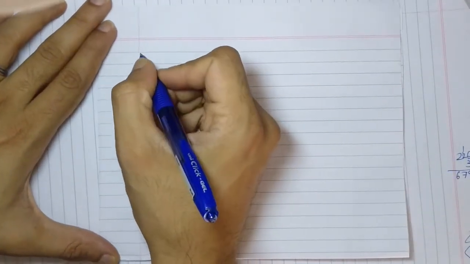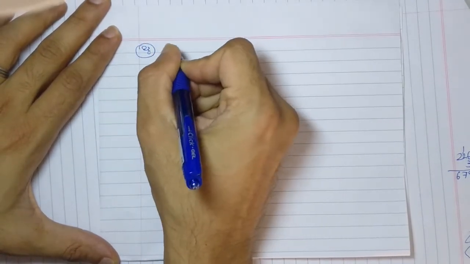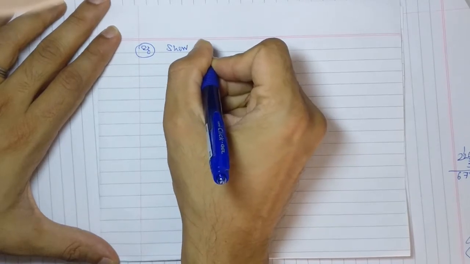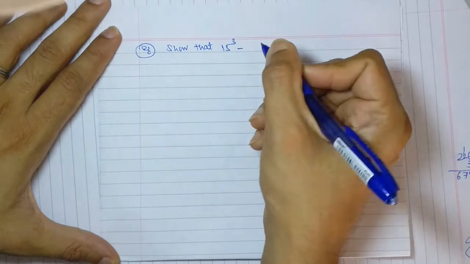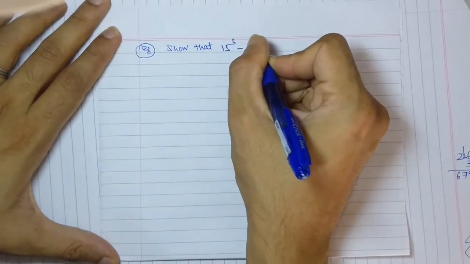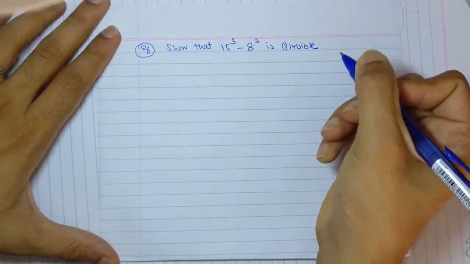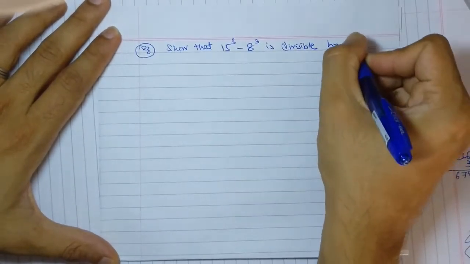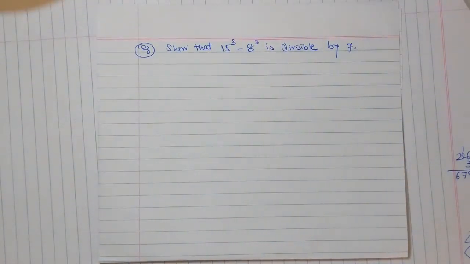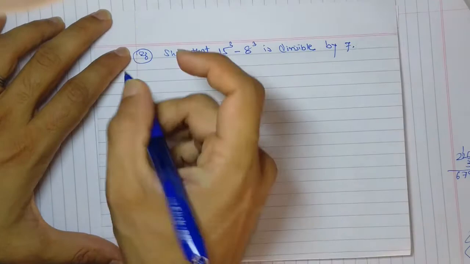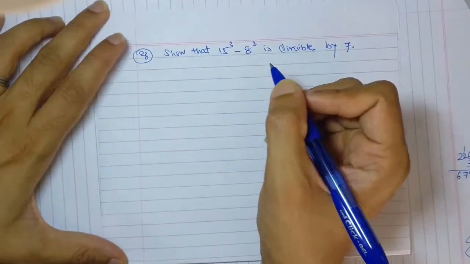Okay, so the next question says show that 15 cube minus 8 cube is divisible by 7. Show that 15 cube minus 8 cube is divisible by 7. So I will factorize 15 cube minus 8 cube. I will not find its value and show.